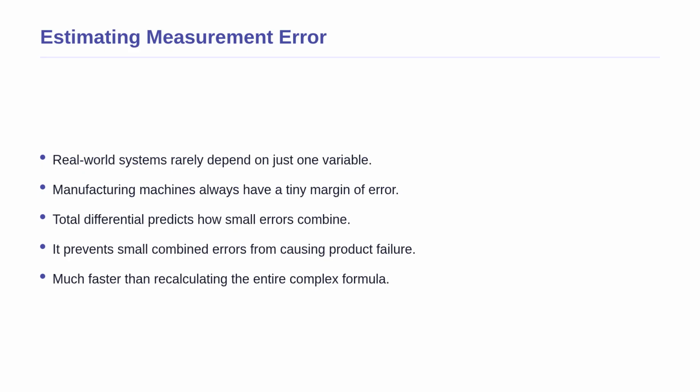The total differential is the backbone of error analysis. It allows engineers to predict exactly how small errors in individual measurements stack up to create a larger error in the final product. By using the total differential, we can ensure that these small combined errors do not cause the final product to fail. Furthermore, this approach is much faster and more efficient than calculating the maximum possible volume and subtracting the original volume from scratch.